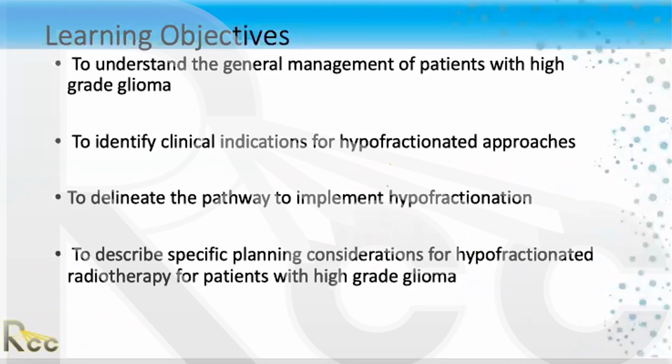The learning objectives for today, we'll talk about the general management of patients with high-grade glioma as a segue to identify clinical indications for hypofractionated approaches. We'll delineate the pathway that one undertakes to implement hypofractionation for high-grade gliomas in local clinical practice. And then we'll describe specific planning considerations for hypofractionated radiotherapy for patients with high-grade gliomas.